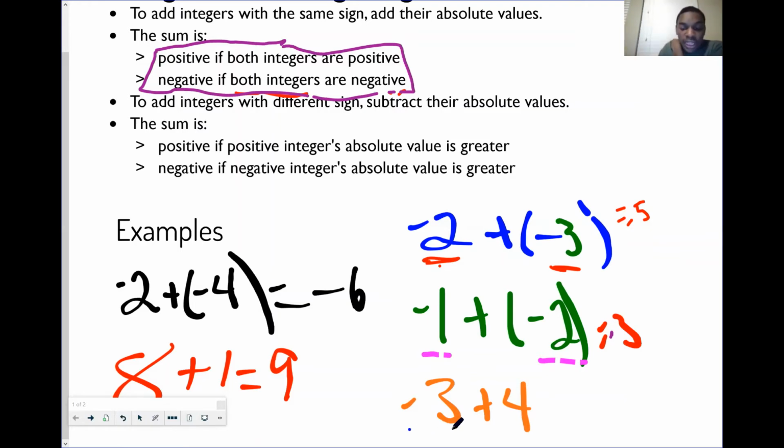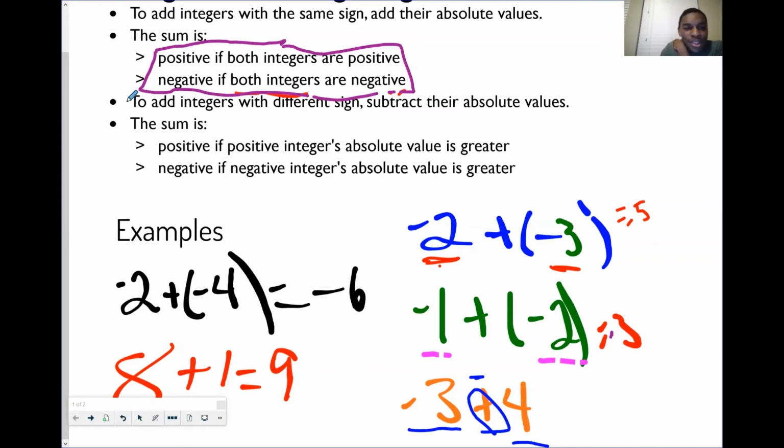So we have a -3, and then we have a +4. In this case, we are going to change this into a negative. Now you could be like, what? Huh? Listen.